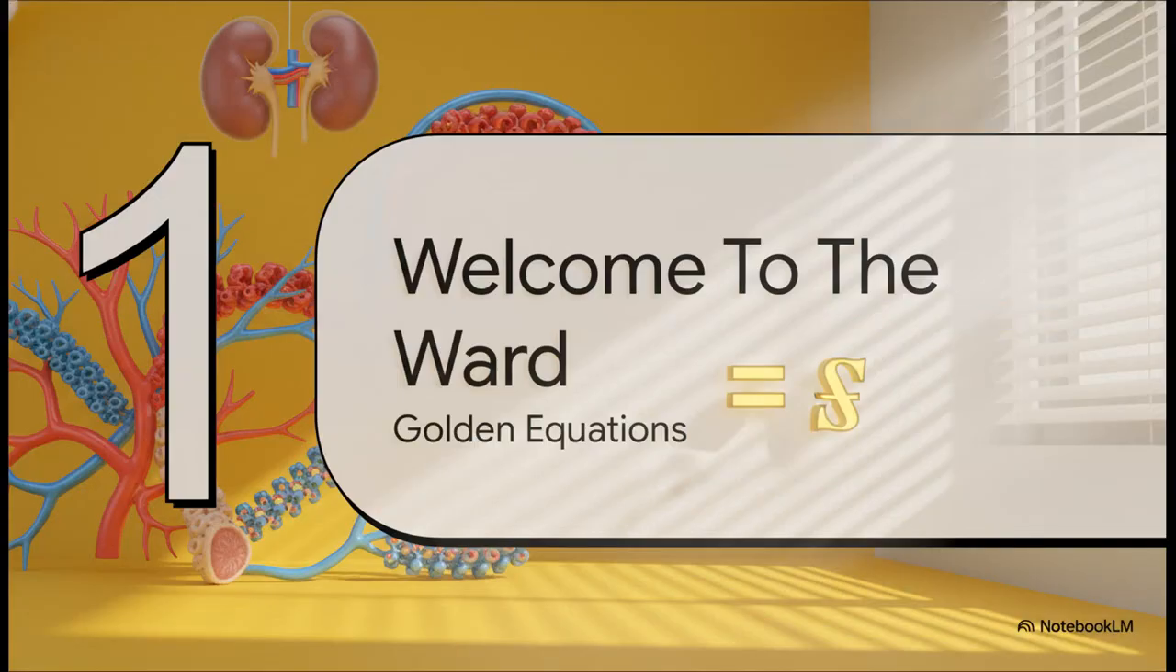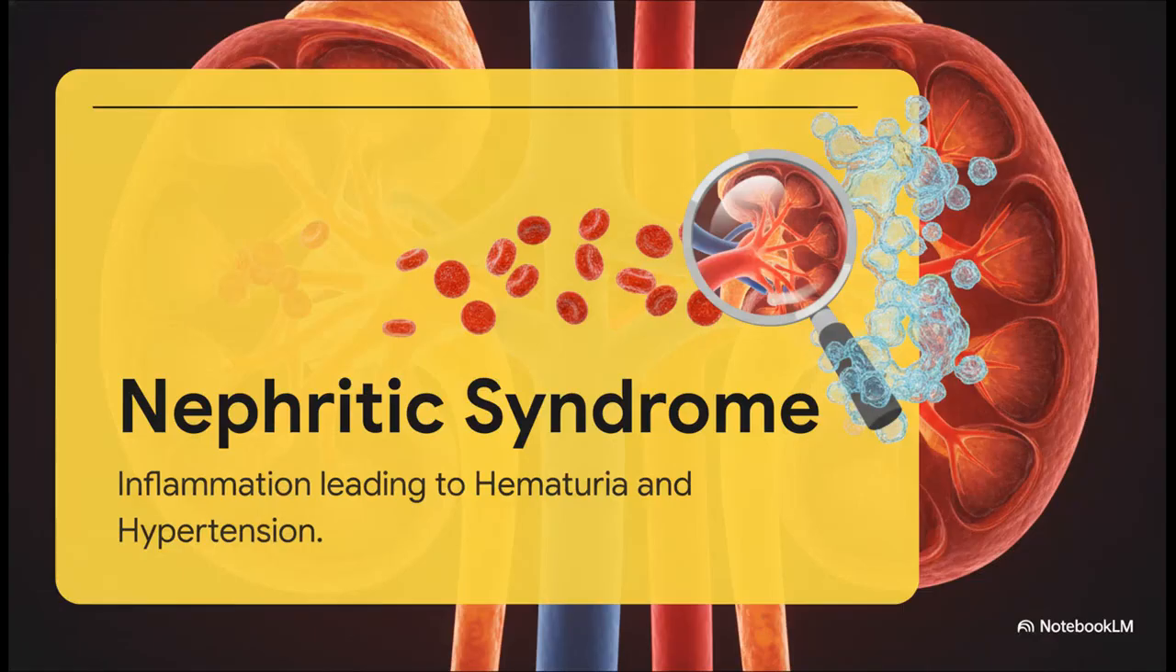All right, Section 1. Welcome to the ward. The golden equations. Before we even step foot near a patient, you need to anchor your mind with two absolute golden rules. The core trigger is the absolute key here. For nephritic syndrome, notice the I in nephritic. I want you to think inflammation. Picture angry, swollen, actively inflamed blood vessels inside the kidney.